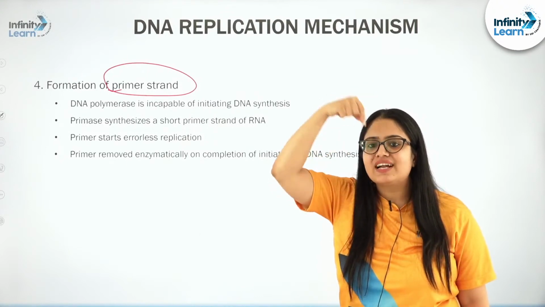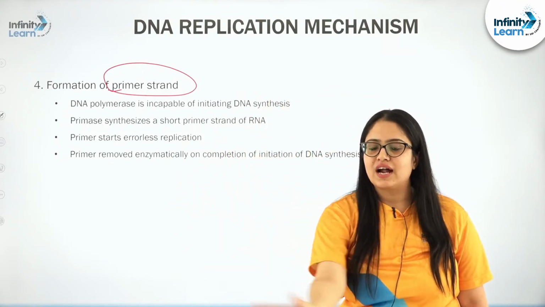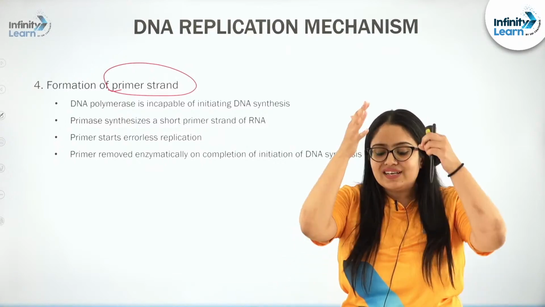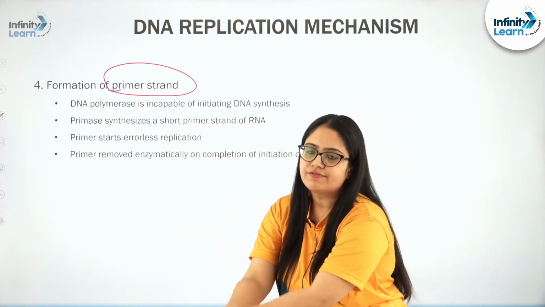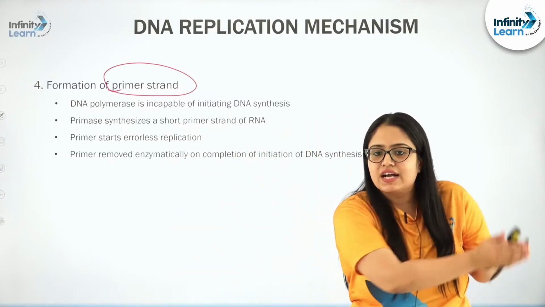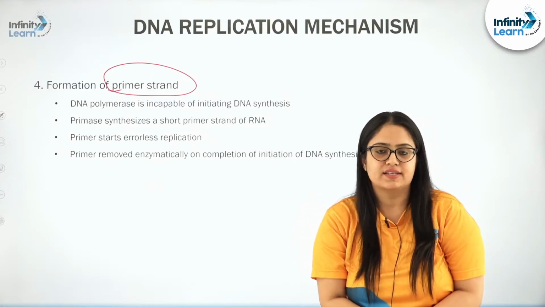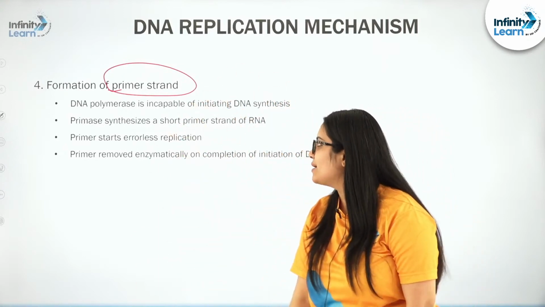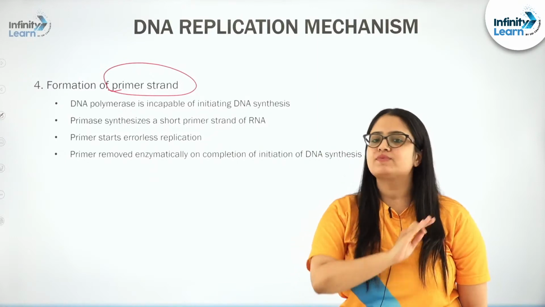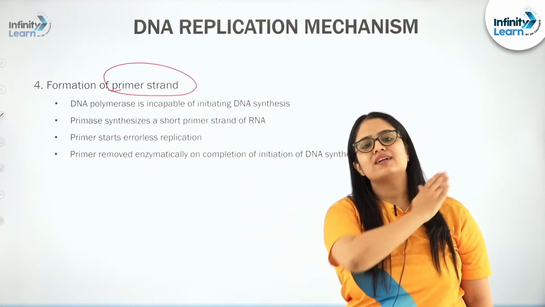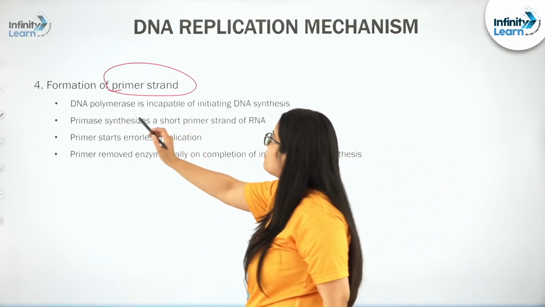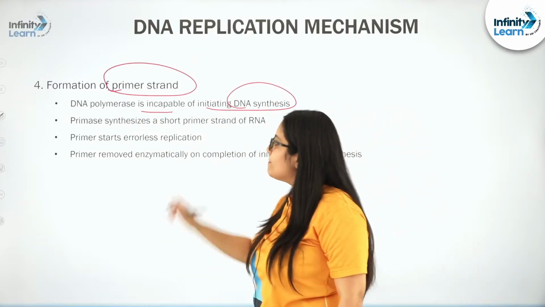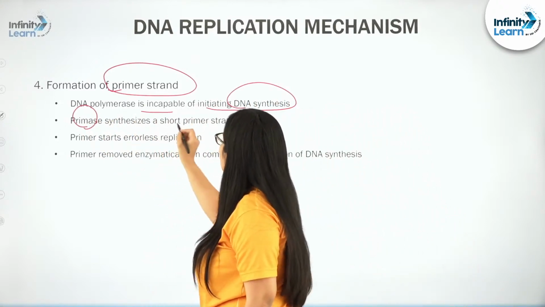It cannot put that first nucleotide in order to start the synthesis of DNA or the replication process. So, it requires somebody to put the first nucleotide so that it can continue the process of polymerizing the deoxyribonucleotides. Exactly here comes the importance of the primer strand. The primer strand helps DNA dependent DNA polymerase to start the replication process, right. So, DNA polymerase is incapable of initiating DNA synthesis. Primase is the enzyme that will help to synthesize a short primer.